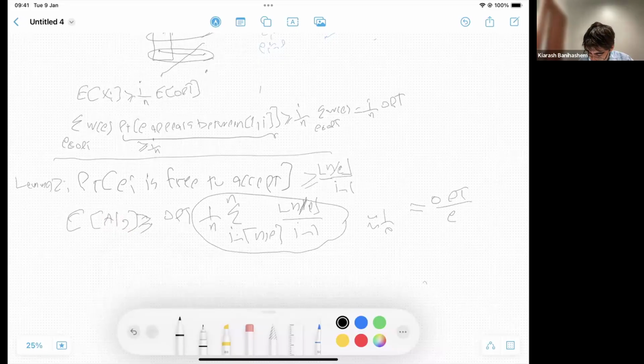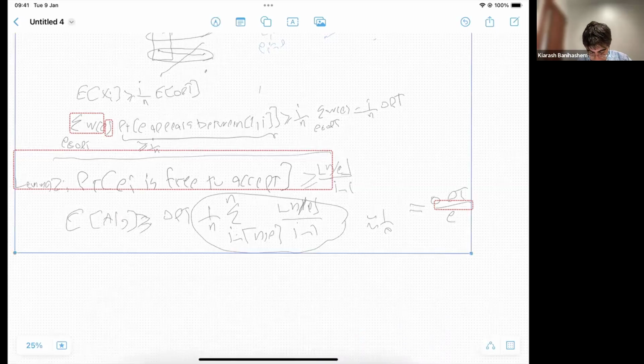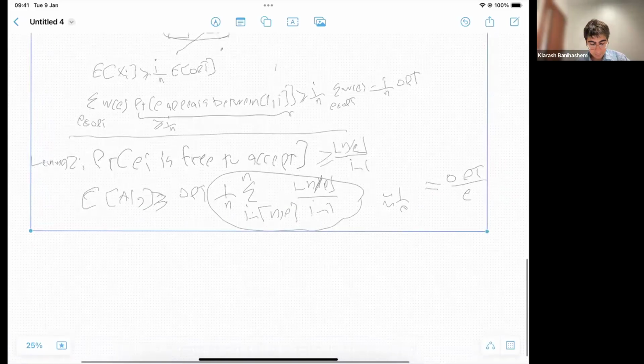Yeah, so why does this hold? I forgot, okay. So this is a nuanced argument, but I think it's actually a nice part of the result.